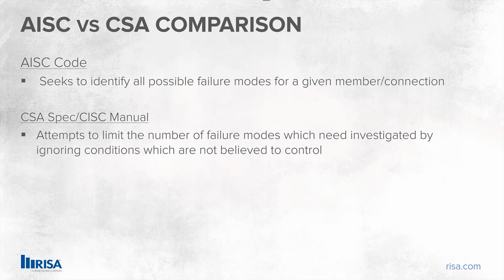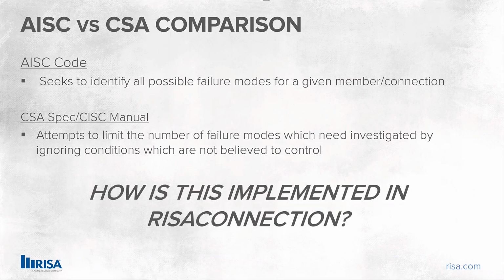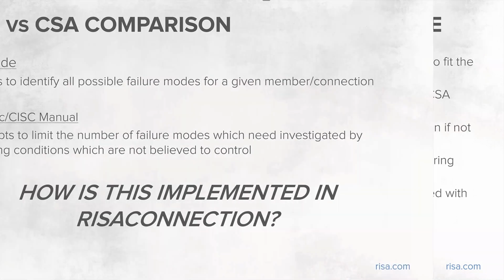That's a little different from how the CSA spec or the CISC manual looks at things. In the Canadian steel connections, we attempt to limit the number of failure modes which need to be investigated by ignoring conditions which are not believed to control. So that's the basics. It's a little less conservative, with AISC being a little more conservative, but that's what we're looking at as far as the code itself. So the question then is, how is this implemented in RISAConnection? What have we done in RISAConnection to fill these gaps, or to compare these 2 different types of codes?